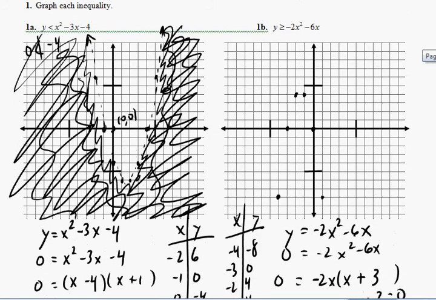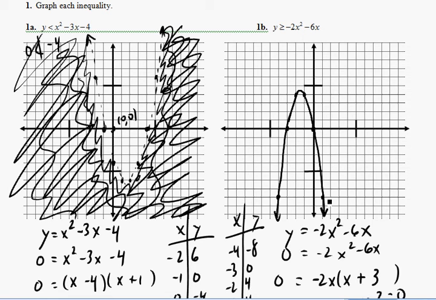Now, this time our inequality is not a strict one. We have y is greater than or equal to negative 2x squared minus 6x, which means all of the points on the parabola make the inequality true, so that means the border should be a solid parabola.